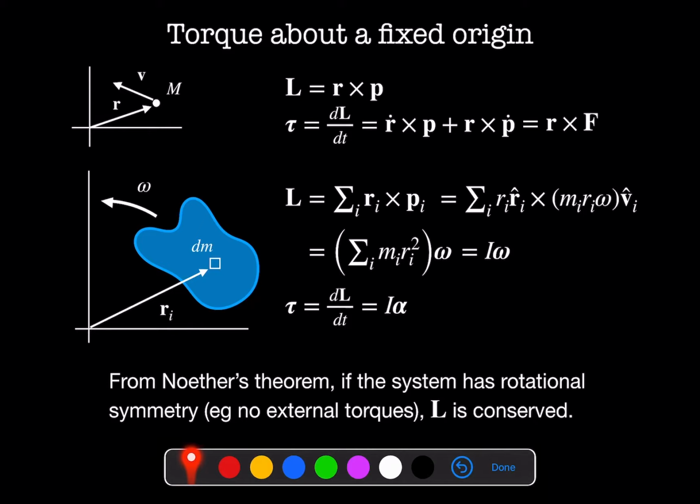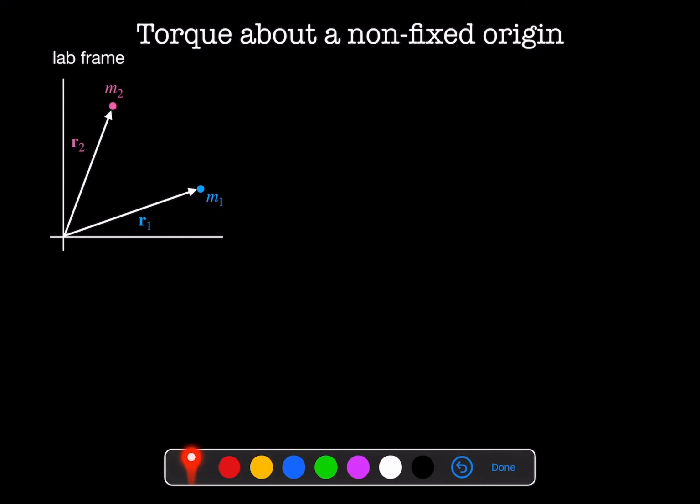Imagine now that we have a much more complicated system. What happens when the center of rotation isn't fixed? This can happen with some extended body, but I'm just going to draw a simplified setup just so you understand the geometry of the situation.